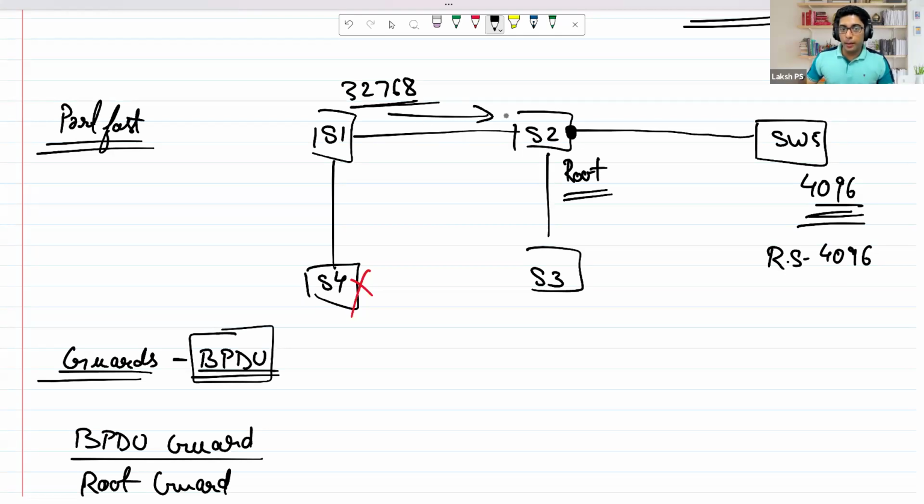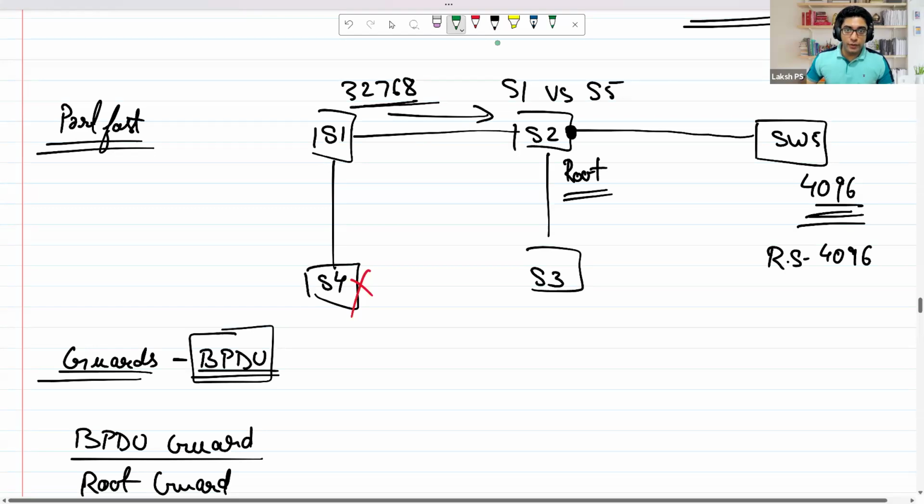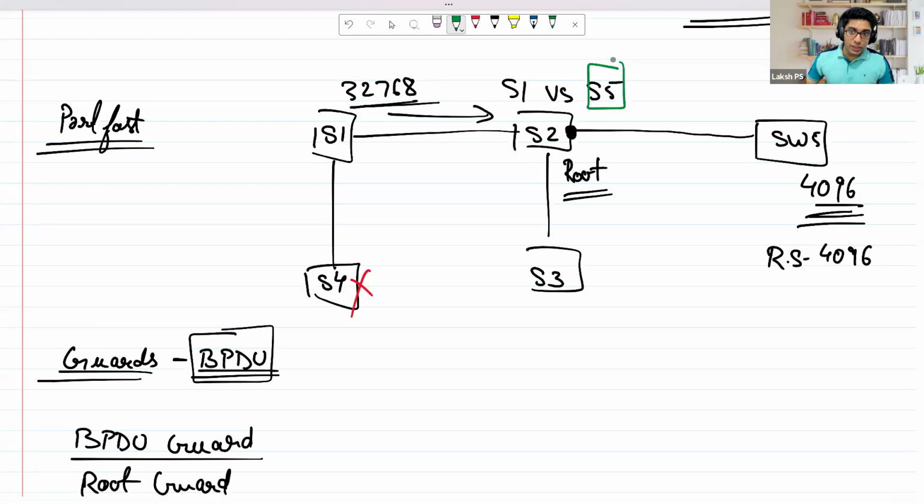Switch number 2 is going to compare these two BPDUs, switch 1's BPDU versus switch 5's BPDU. So it knows switch 5's BPDU is better, meaning switch 5 can become the root. Switch 5 can become the root, and that is why it has been enabled with root guard. Meaning, if on the root guard enabled interface, it receives a BPDU, please listen to this carefully.